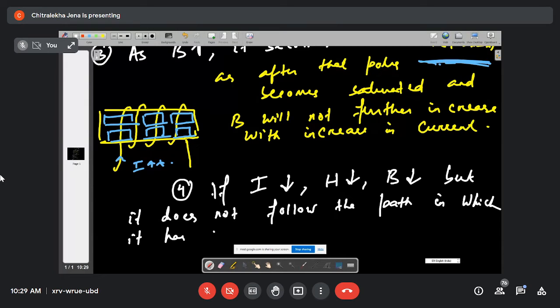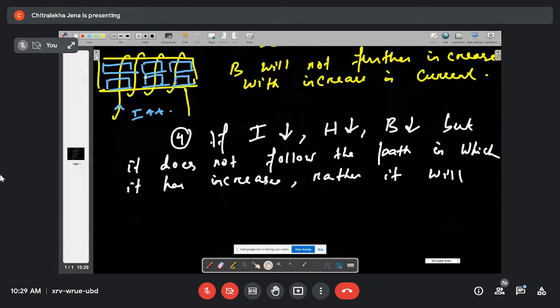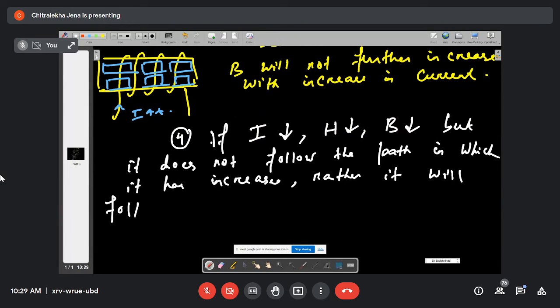All of you understand and write, huh? Rather it will follow another path. You write down a bit quick with me. It will follow another path. What is that another path? Let us find out. If I decrease the current from the maximum flux density, H is decreasing, B is decreasing.